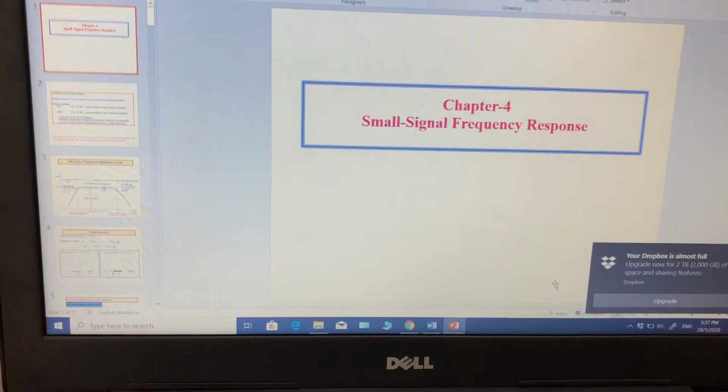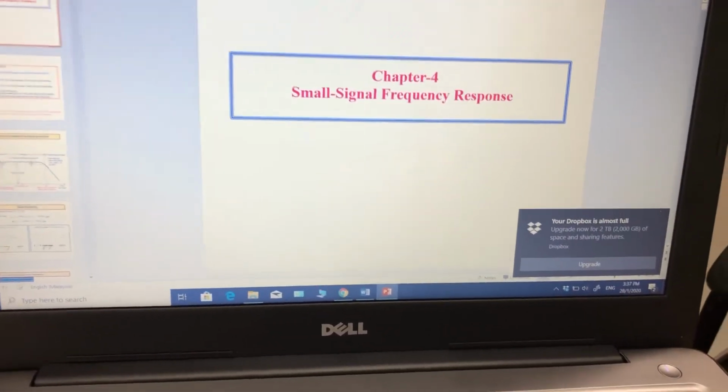Alright, so today I want to record a lecture regarding the small signal frequency response. I'll be concentrating on the BJT common emitter amplifier. In class, these are the slides that we have in class, right?